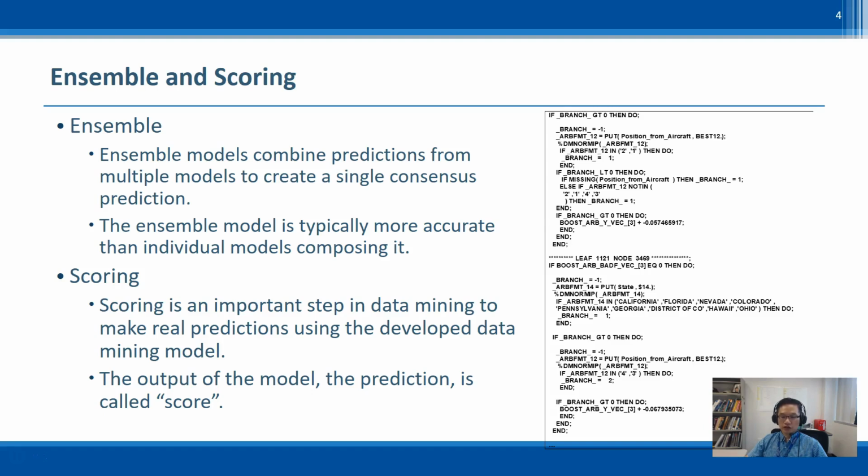The second one is scoring. Scoring is a process of using a developed model to make a prediction about incidents that have yet to happen. Scoring is an important step in data mining to make real predictions using the developed data mining model. The output of the model, the prediction, is called score. Usually, the scoring process results in the code of the predictive model, which can be integrated into an organization's system to produce a prediction of the output. The image shows an example of score code created by SAS.